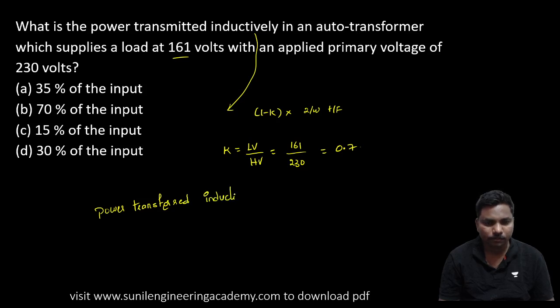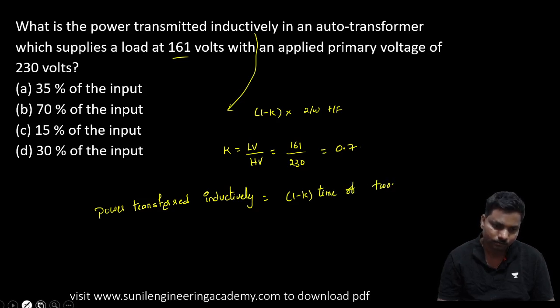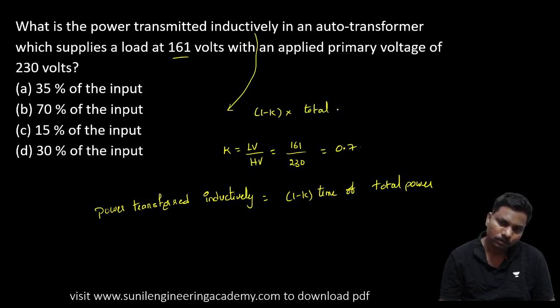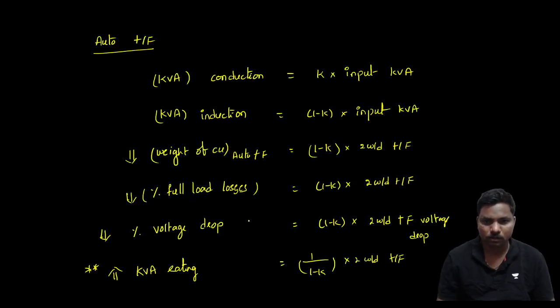inductively is nothing but 1 minus K times the total power, or two winding total power. Here also you can make it as total power. Input kVA means total power.